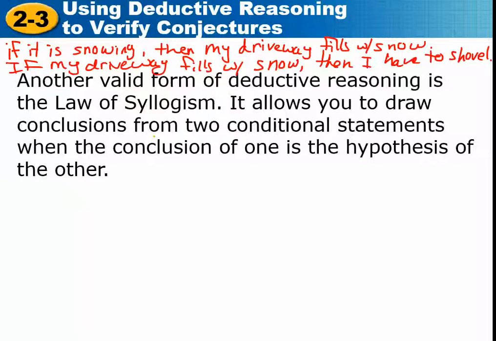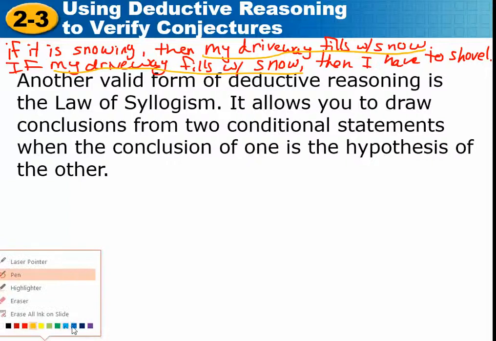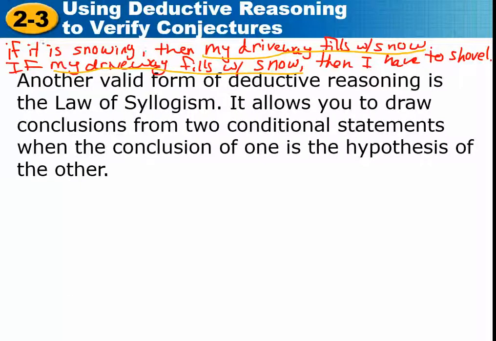Now, see how the conclusion of the first one, here's a yellow color, my driveway fills with snow, matches the hypothesis of the second statement. My driveway fills with snow. They're the exact same thing. They don't have to be the exact word by word, but they have to mean the same thing. They have to be almost the exact same. So what I can do then, it's kind of cool, is I can just jump over the parts that are the same. And I can write a new sentence, a new statement that says this.